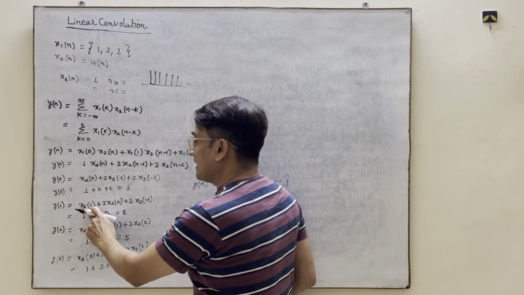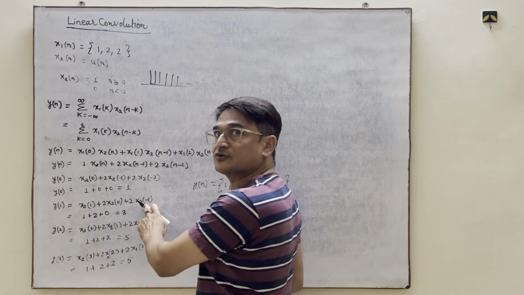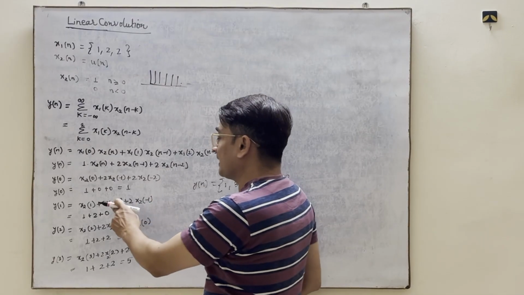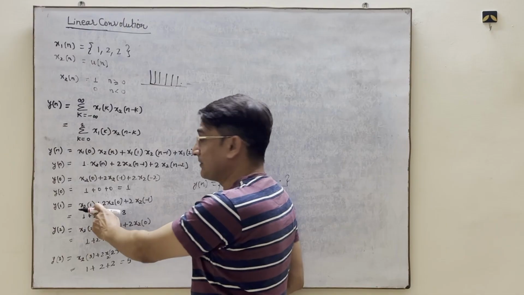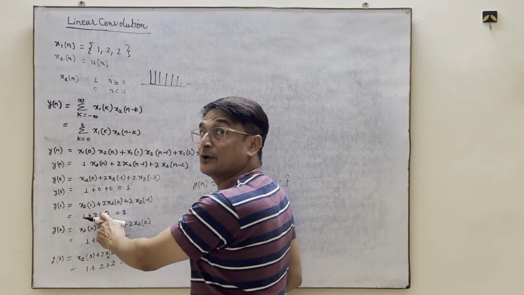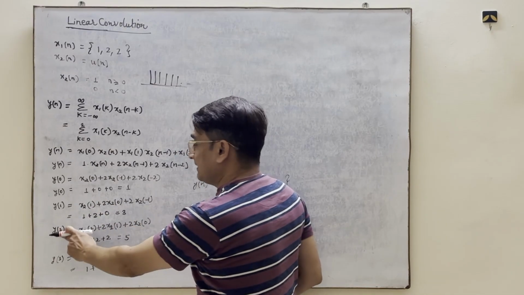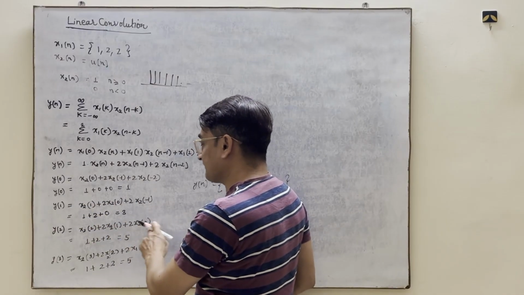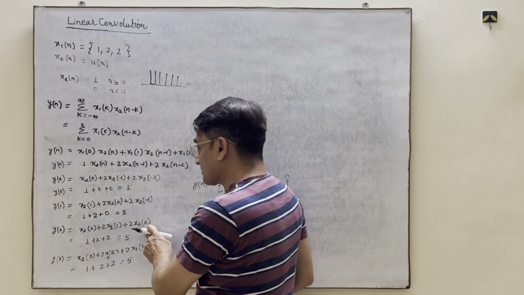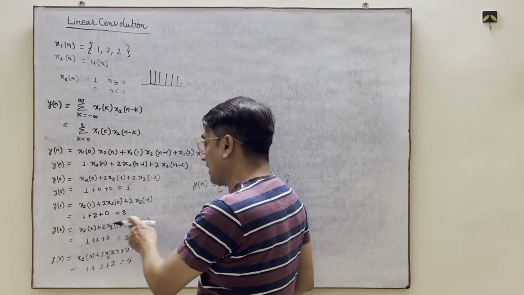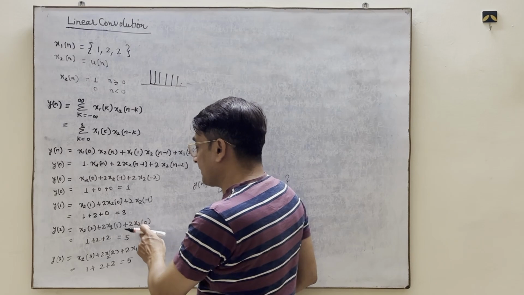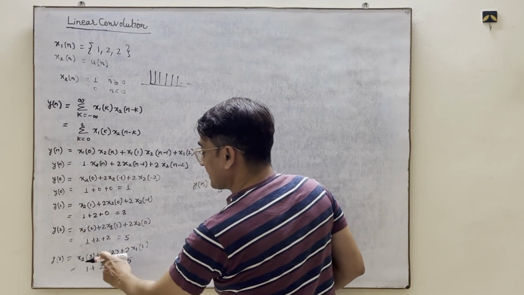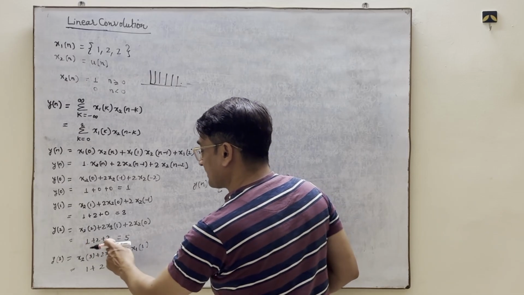Similarly, y1 will be x2 of 1 plus 2 x2 of 0 plus 2 x2 of minus 1. Again this value will be 0 because it is less than 0, and for the other two the value is 1. So this is 1 plus 2 into 1, which is 2, so 1 plus 2 is 3. And then y2 will be x2 of 2 plus 2 x2 of 1 plus 2 x2 of 0. In this case x2 of 0, x2 of 1 and x2 of 2 all have value 1. So this will be 1 plus 2 plus 2, which is 5. Now y3 is x2 of 3 plus 2 x2 of 2 plus 2 x2 of 1. So 1 plus 2 plus 2, 5.